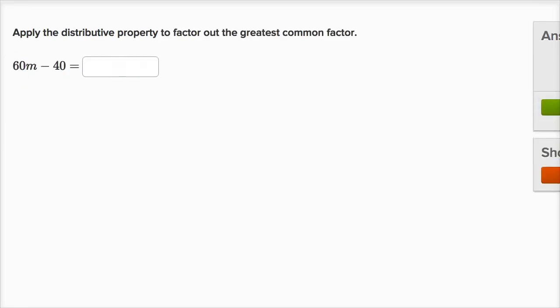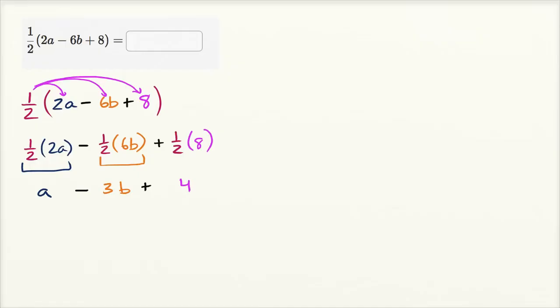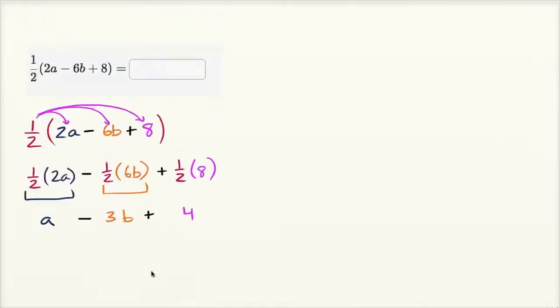They say apply the distributive property to factor out the greatest common factor. And here we have 60m minus 40. So let me get my scratch pad out again. I'm running out of space that way. So we have 60m minus 40. So what is the greatest common factor of 60m and 40?